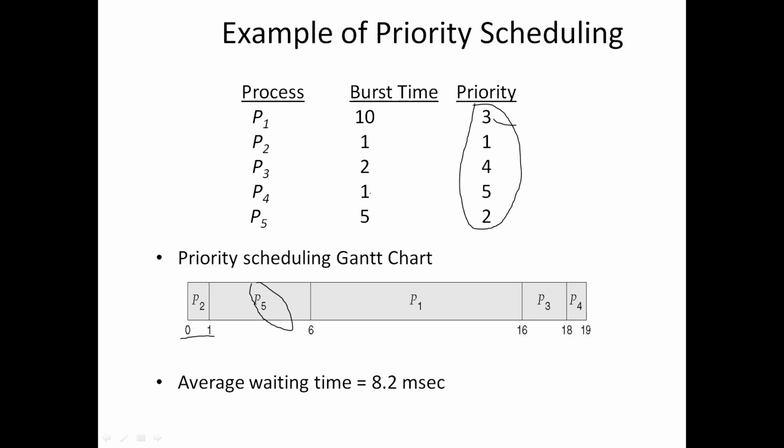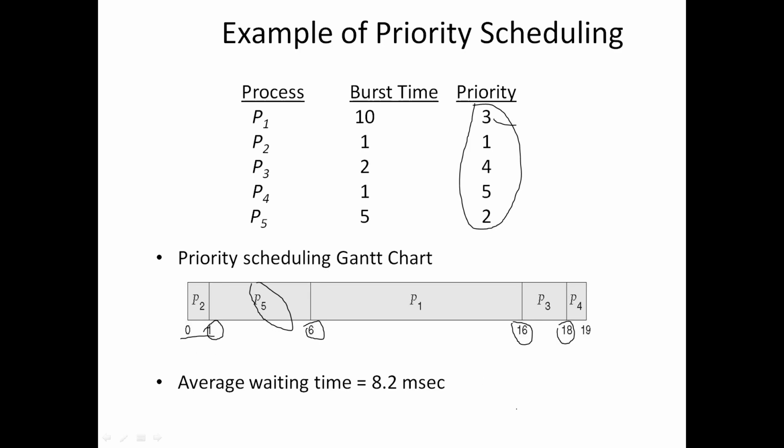So again here it is similar, we calculate the waiting time. P1 is waiting for 6 milliseconds. P2 is not waiting at all because P2 is a high priority process. It is never waiting, so it is 0. For P3 the waiting time is 16 milliseconds. P4 it is 18 milliseconds, and P5 it is only 1 millisecond.